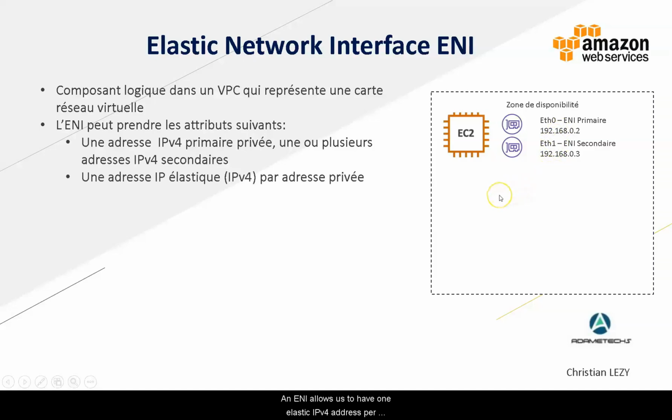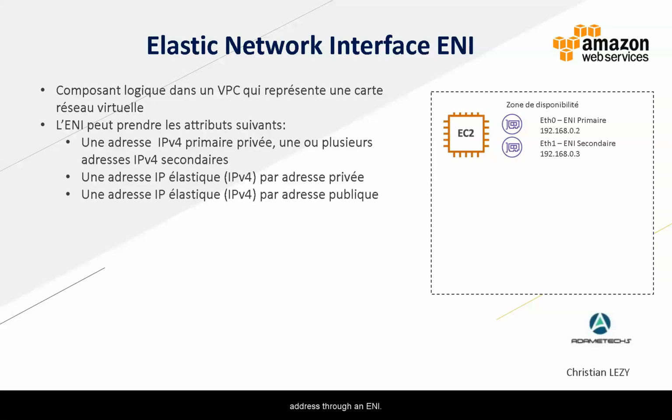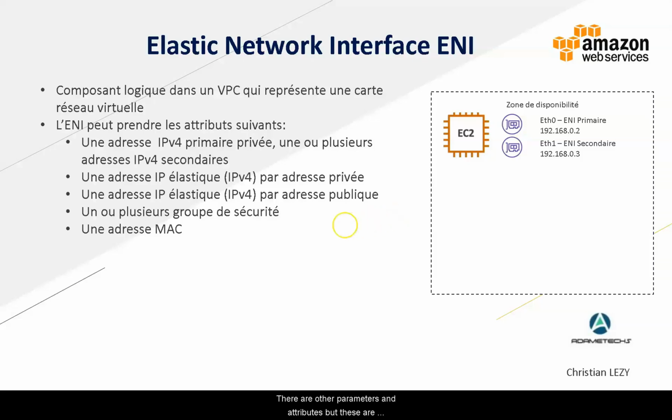An ENI allows us to have one elastic IPv4 address per private address. It will also allow us to have one IPv4 elastic IP address per public address. We can also have a public IP address through an ENI. An ENI can belong to one or more security groups. It can also be assigned a MAC address. There are other parameters and attributes, but these are the main ones, and we will come back to the others later.